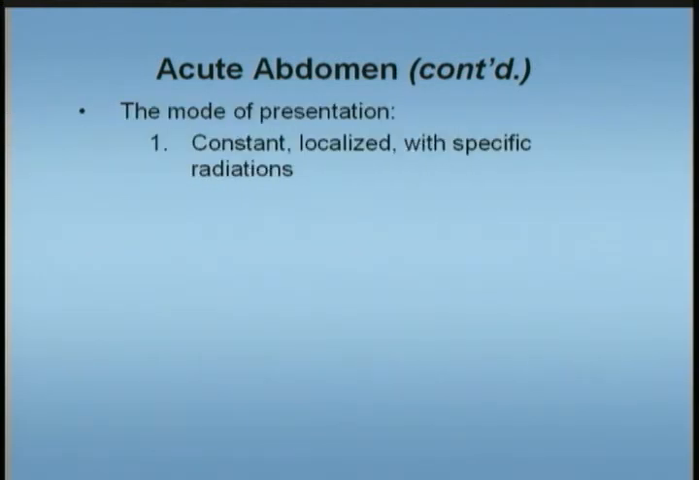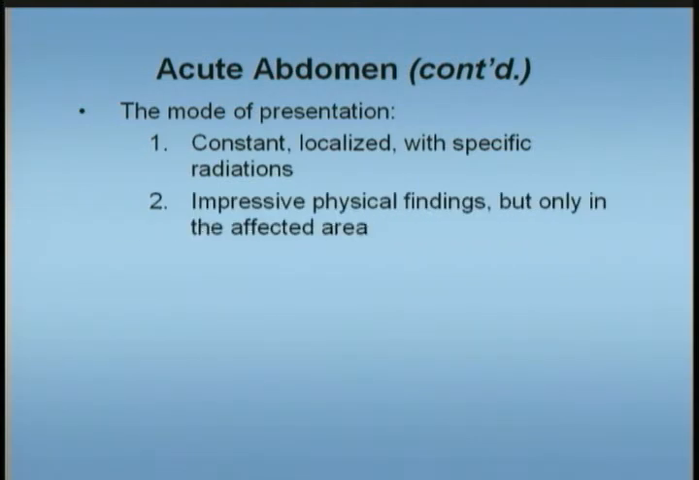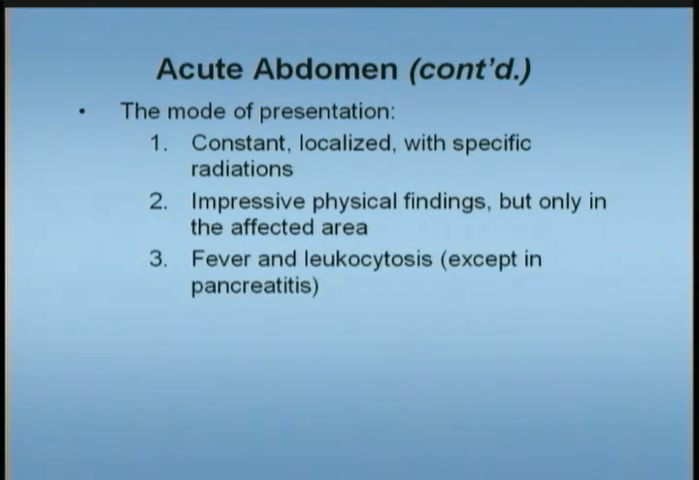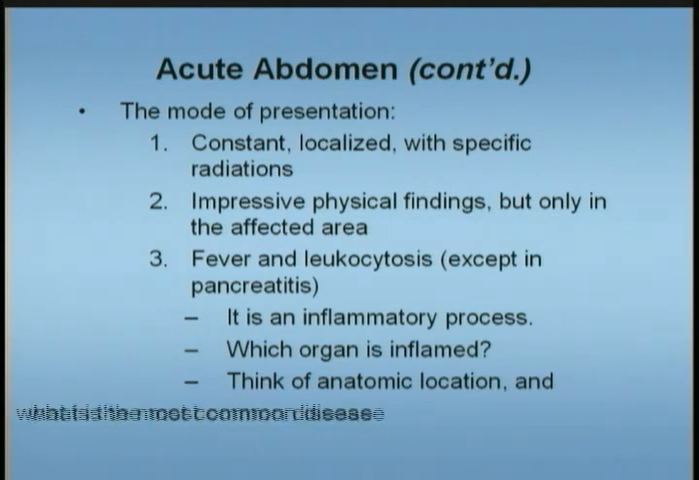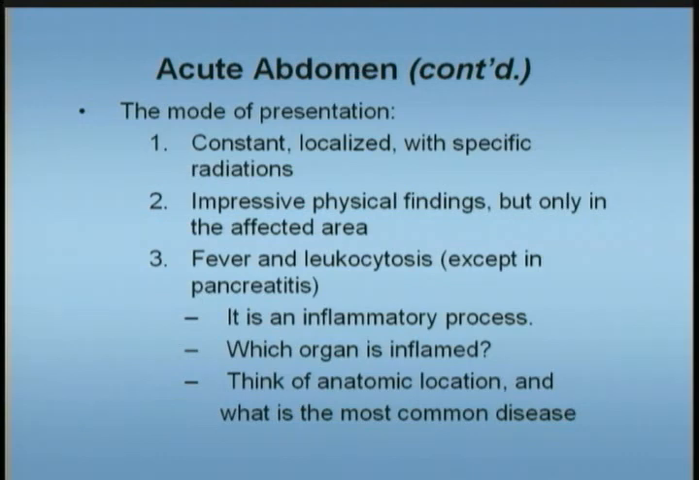Let's continue with the mode of presentation. If the pain is constant, localized with specific radiations, there are impressive physical findings, but only in the affected area. If there is fever and leukocytosis, you know that would not be present in pancreatitis, but otherwise you know this is an inflammatory process. Now your next question, of course, is what organ is inflamed? And to make that decision, you think of anatomic location, which organ is where, and what is the most common disease. And you put those two together.